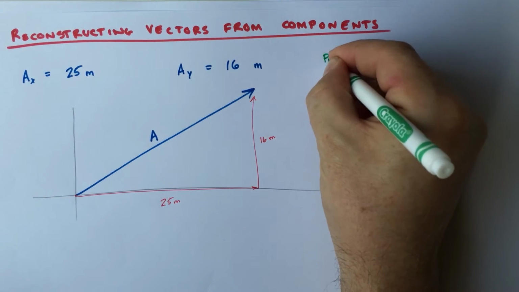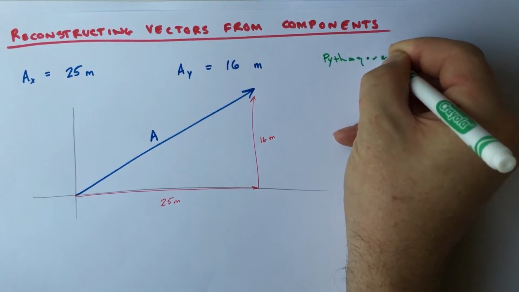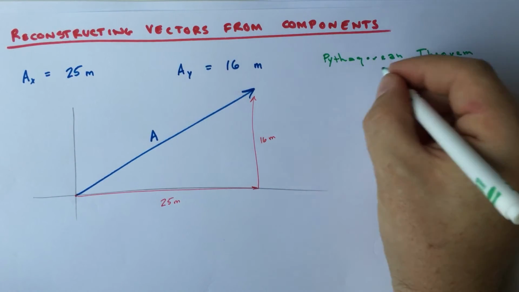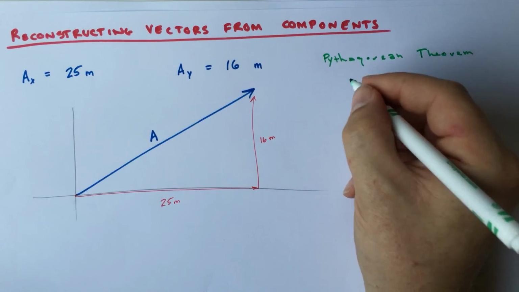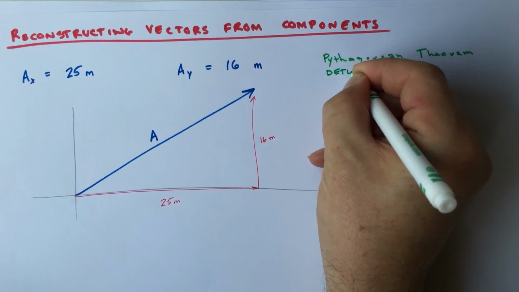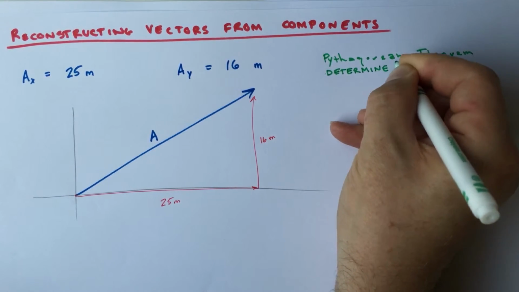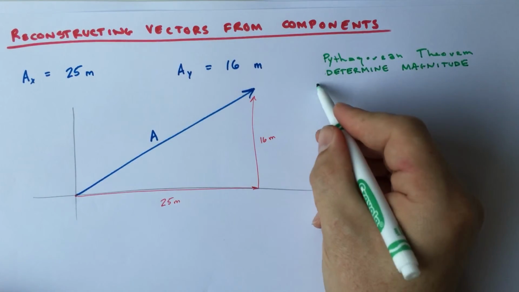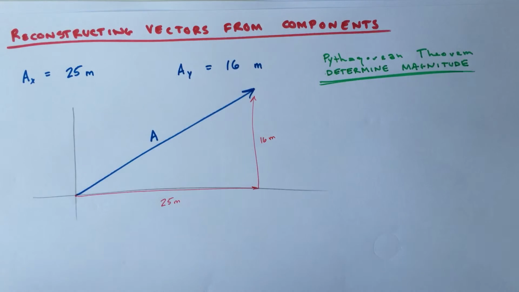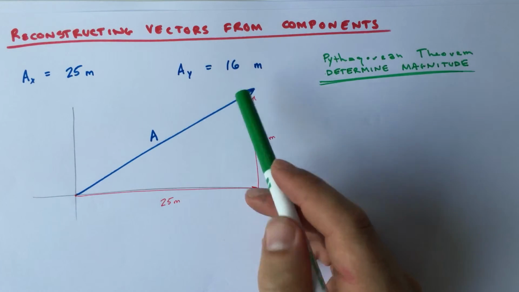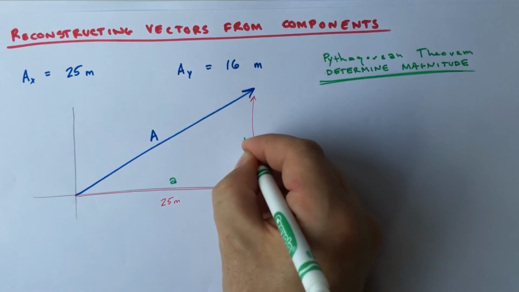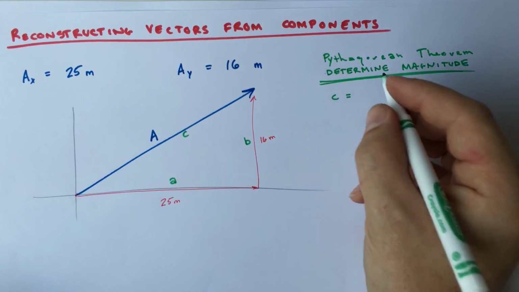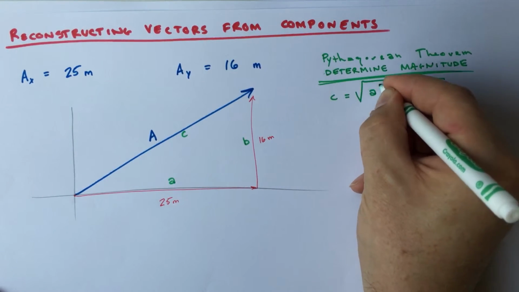But we're going to reconstruct from components using another method that is not graphical, that relies on two things. The first is the Pythagorean theorem. We're going to use the Pythagorean theorem to determine the magnitude. You're probably familiar with this. I can find the length of A as the hypotenuse by calling these sides A and B and the hypotenuse C, and saying that C squared is equal to A squared plus B squared, or C is equal to the root of A squared plus B squared.